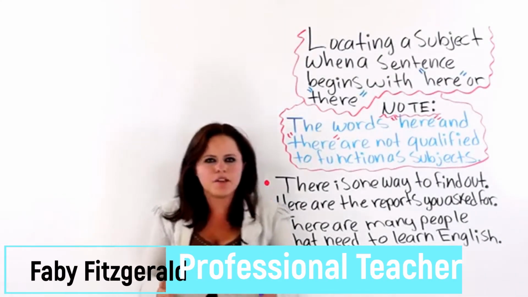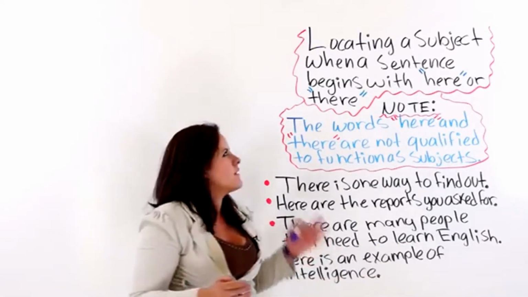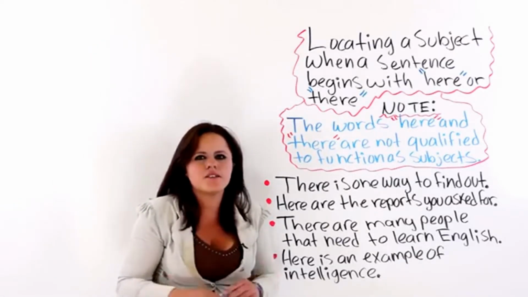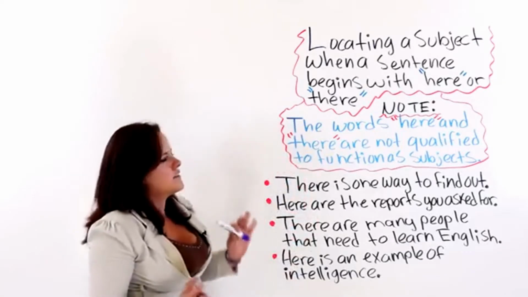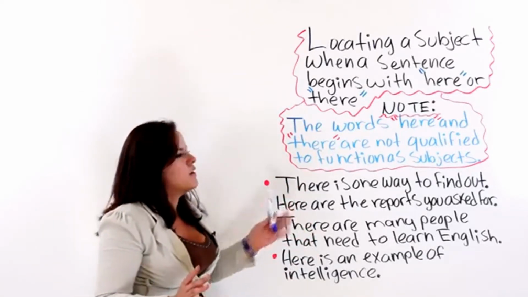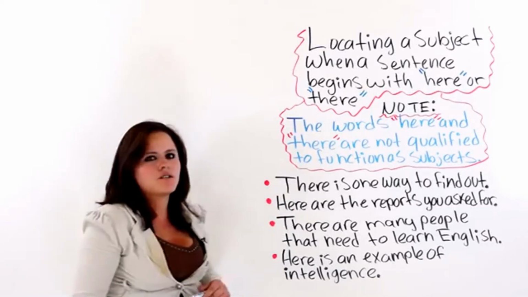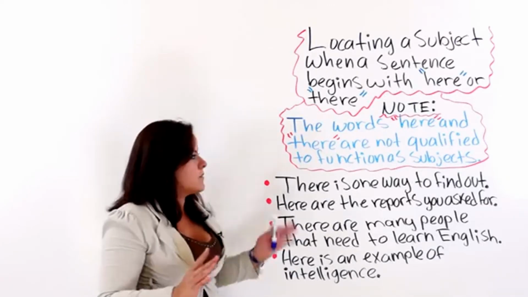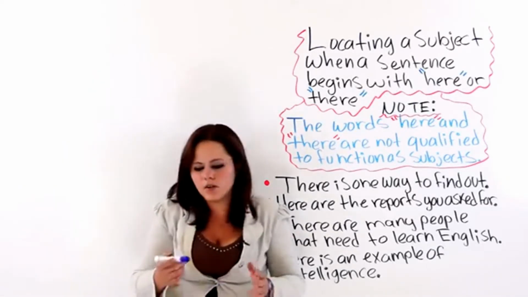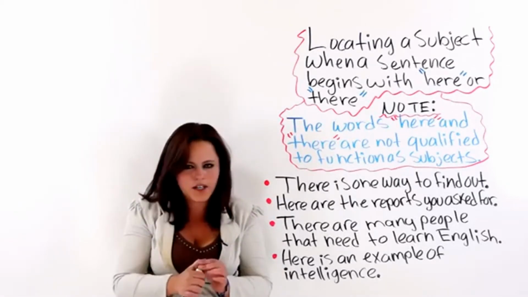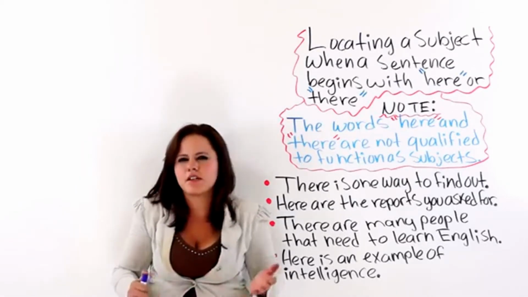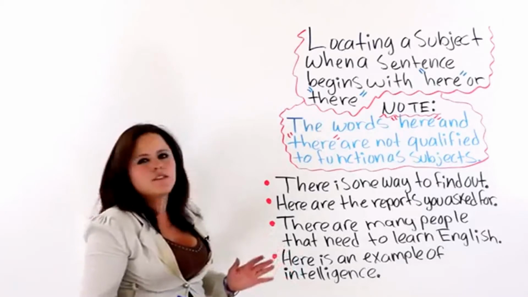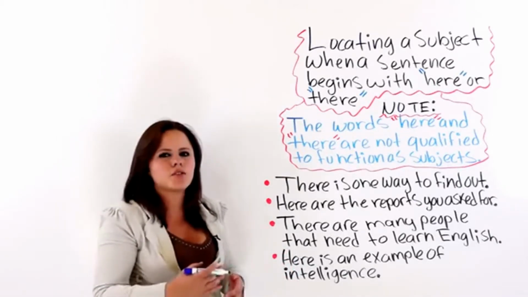In today's lesson I will be talking to you about how to locate a subject when a sentence begins with here or there. As you can see, I wrote a note for you here on the board, and it says that the words here and there are not qualified to function as subjects. Alright, so we know that those are not the subjects of the verb. So the only way to locate a subject when you have a sentence that begins with here or there is to look at the noun that comes right after the verb.